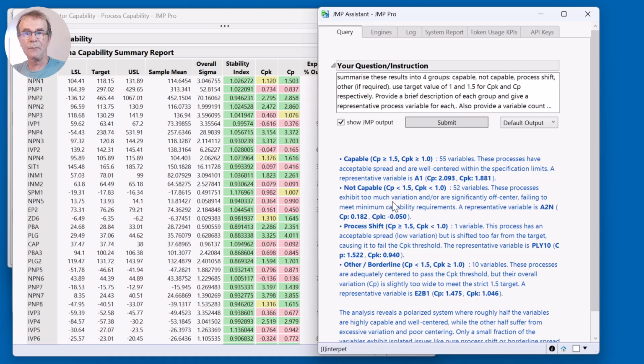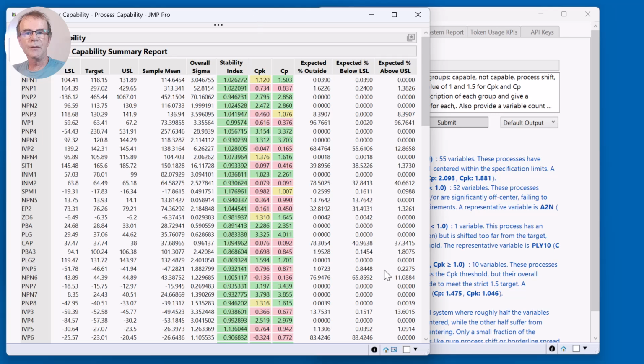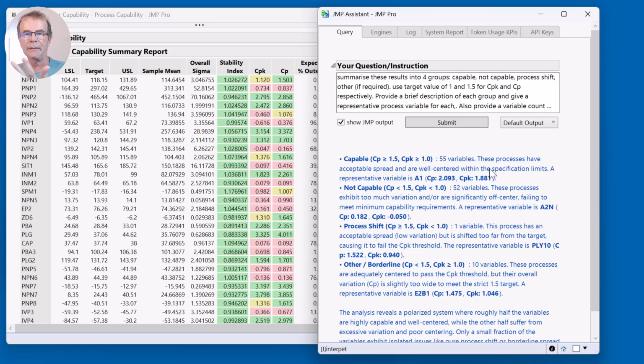So I think that is really useful. It would be hard to do this just by, you could write some JSL that had rules for the different CP and CPKs to kind of come up with this. But I think that's quite a good classification. Let's just see if there's other things. I think there's something interesting in here.